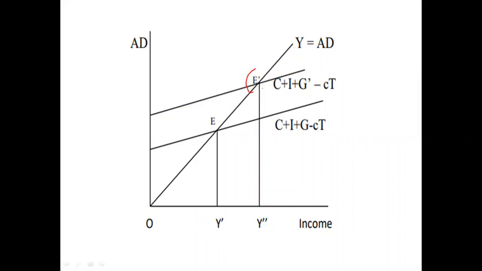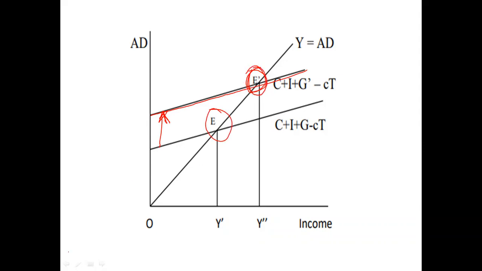So did you understand this graph, students? You have to simply remember, when tax is less, income is more. When income is more, people consume more. That means aggregate demand is more. Therefore, the aggregate demand curve moves up. When it moves up, again we find a new equilibrium. This was the old equilibrium.